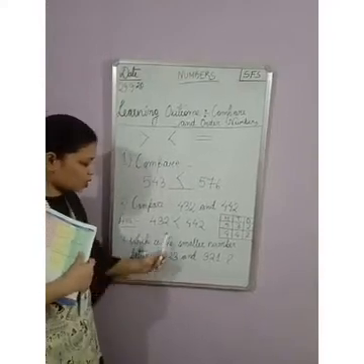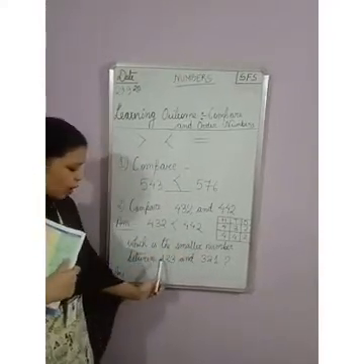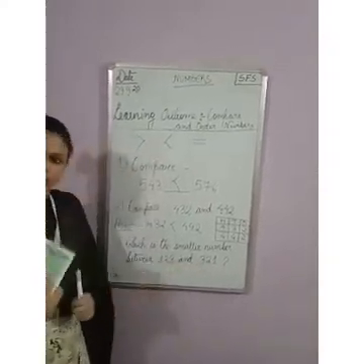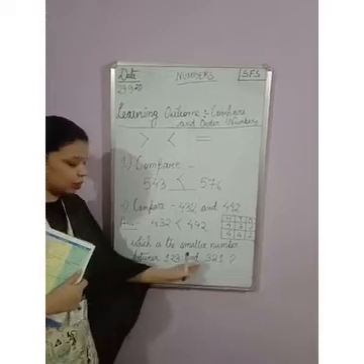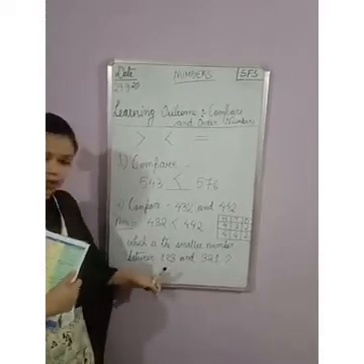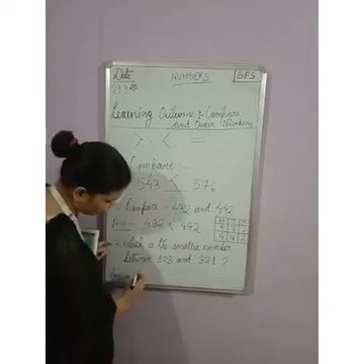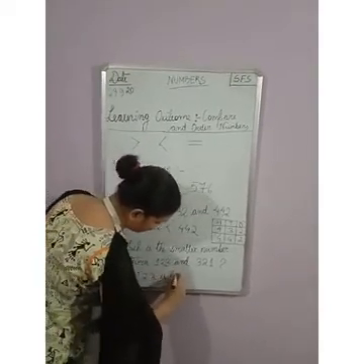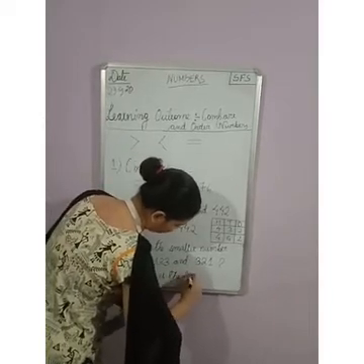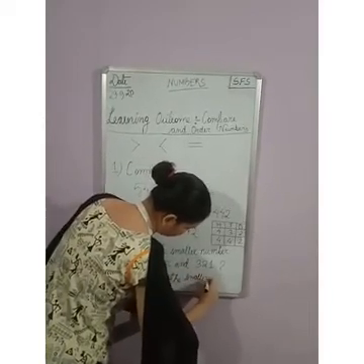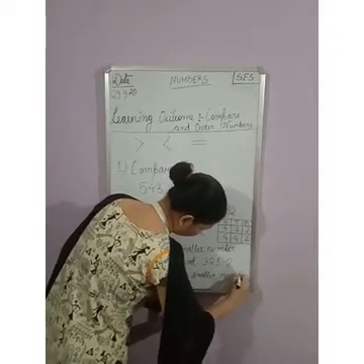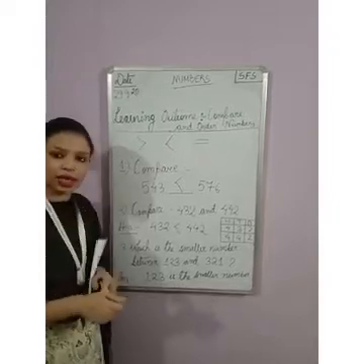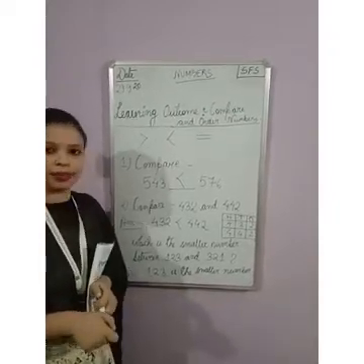Which is the smaller number between 123 and 321? Now, out of these two, which is the smaller number? By looking at the first digit only, we can say that 123 is the smaller number. So you can write directly here, 123 is the smaller number.